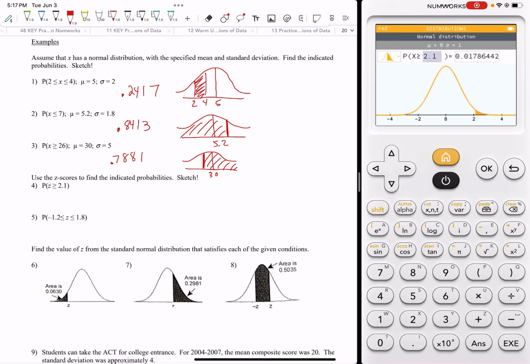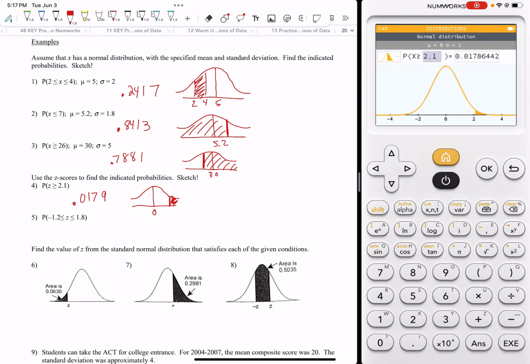And it is itty bitty, right? So our answer, 0.0179. And our sketch: our mean is 0, and we want it greater than 2.1. It's all the way over here. It's just a little itty bitty piece, okay? And that's it.